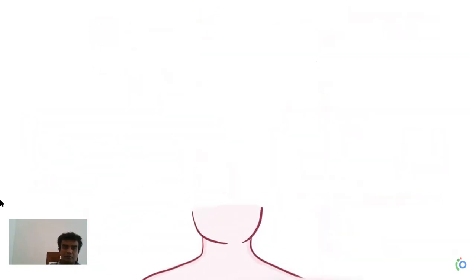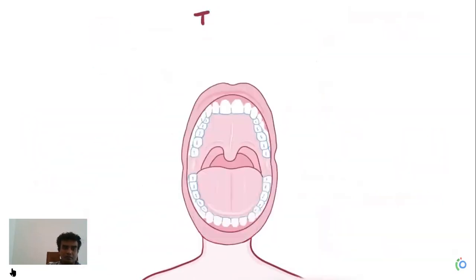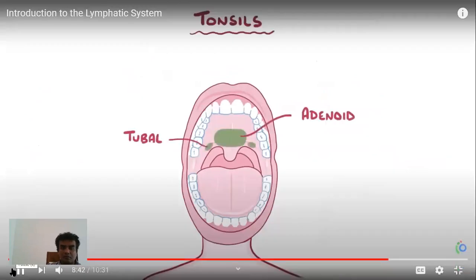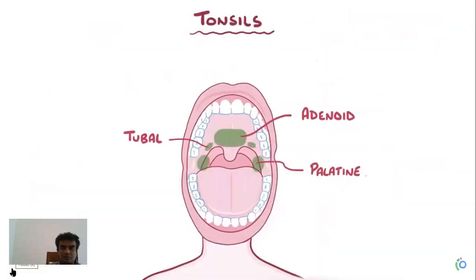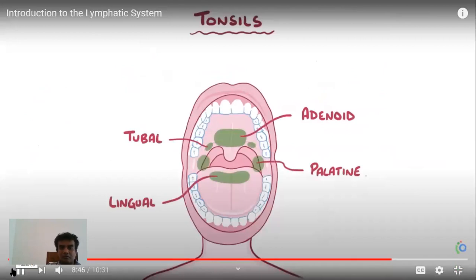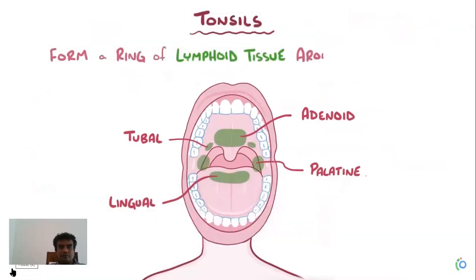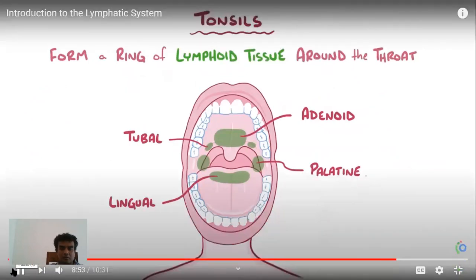The final set of lymphoid organs worth mentioning are the tonsils, which include the adenoid, tubal tonsils, palatine tonsils, and lingual tonsils. Together they form a ring of lymphoid tissue around the throat, and their main job is to trap pathogens from the food you eat and the air you inhale.